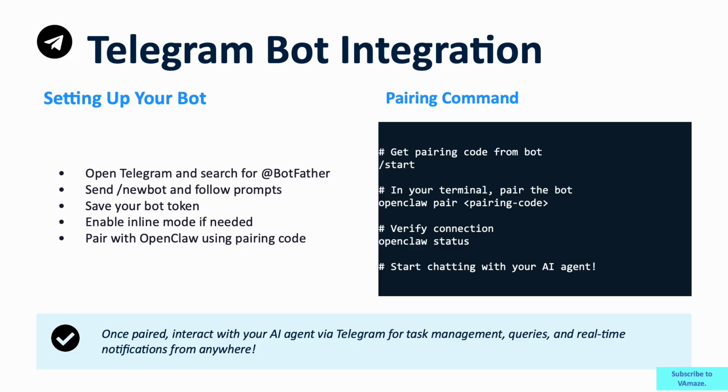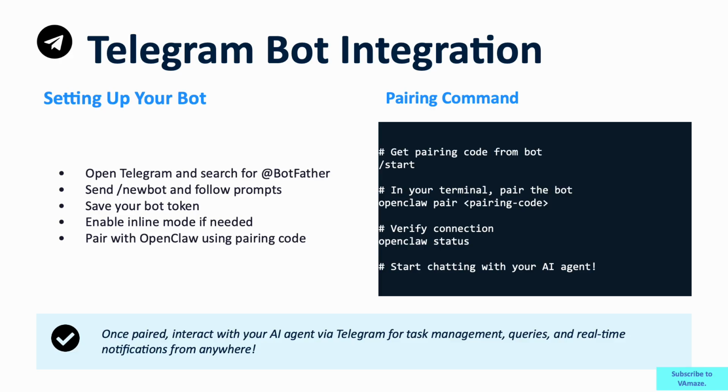Here's what makes this powerful. You're not limited to predefined commands. Because OpenClaw is powered by large language models, it understands natural language. You can ask questions conversationally, give instructions in your own words, and the agent figures out what you mean. And once you're paired, you can interact with your agent from anywhere in the world, on your phone, on your tablet, on your laptop. Wherever Telegram is, your agent is accessible.